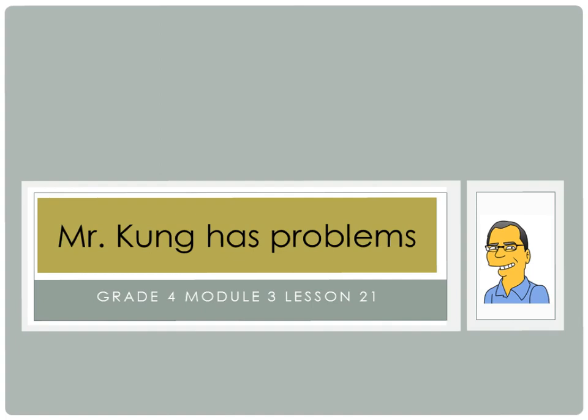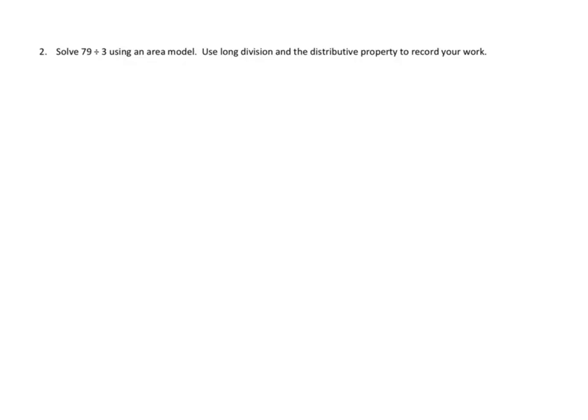Let's take a look at a couple of the problems here in Lesson number 21. Number 2. Solve 79 divided by 3 using an area model. Use long division and the distributive property to record your work. Well, we've got a couple of things that we need to look at here if we're going to use an area model, right? One of the things that we're going to want to do after we pick a pencil out is that we're going to want to go ahead and make a rectangle with a height of 3.